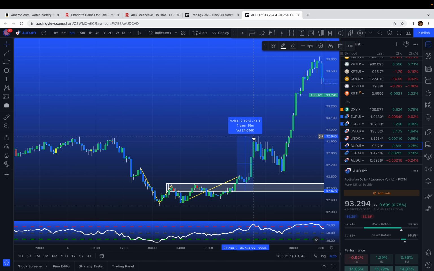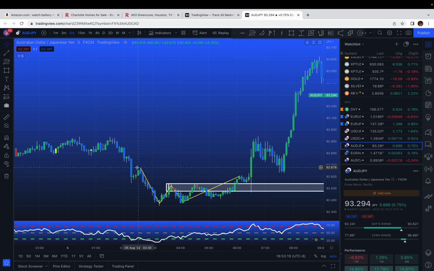That's absolutely amazing. So one more time, let's go over it. You've got your drop. Here's your pullback. Here's your drop. Did we break structure? Nope. We broke structure over here. Retest. Boom. You're in there and you're winning.